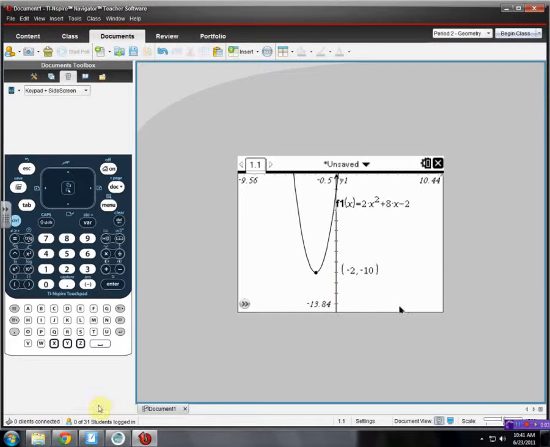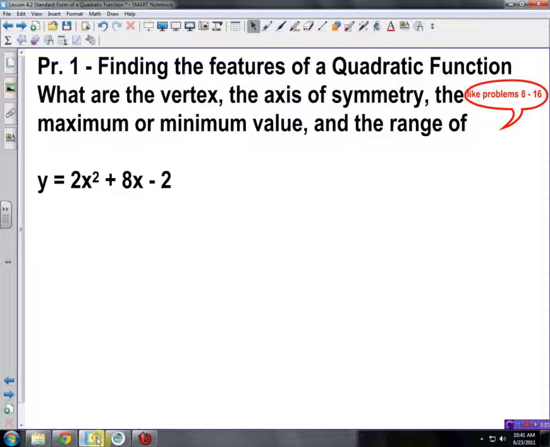So let's write that down on our board here. Vertex, and the vertex actually helps us by telling us much of the information. So the vertex was -2, -10. Alright, so that is the vertex. Got that done.